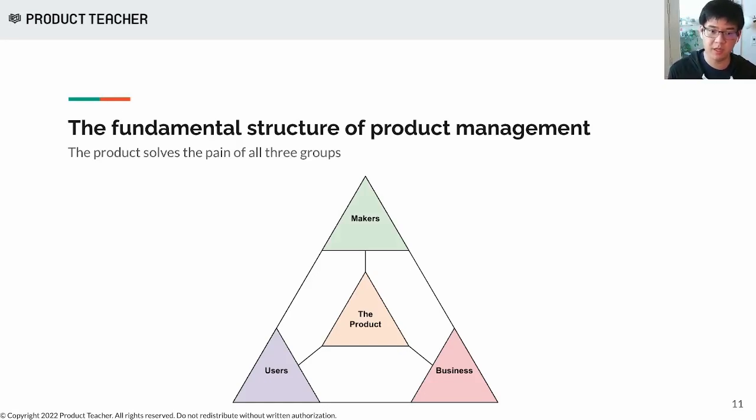A product solves the pain of all three groups by being something that is scalable, robust, works for the business, the makers, and the user. As you can imagine, if a product only solved the pain of two of these groups and not all three groups, then it wouldn't work. Say that a product met user needs and business needs, but couldn't be built by the makers or was really difficult for the makers to maintain, well, then that's not a very successful product.